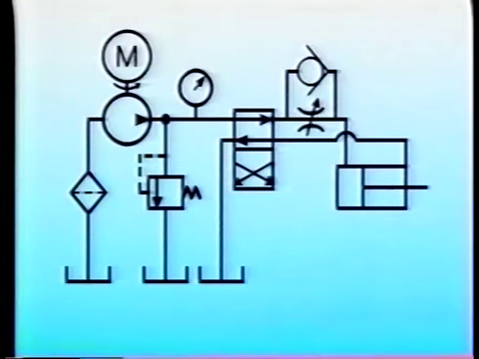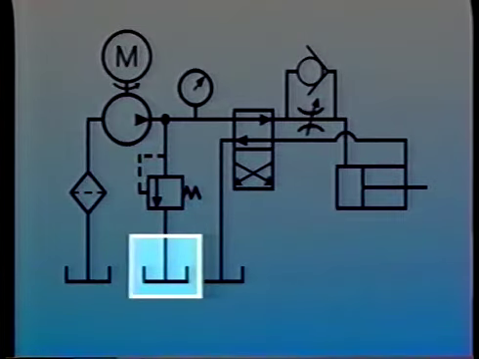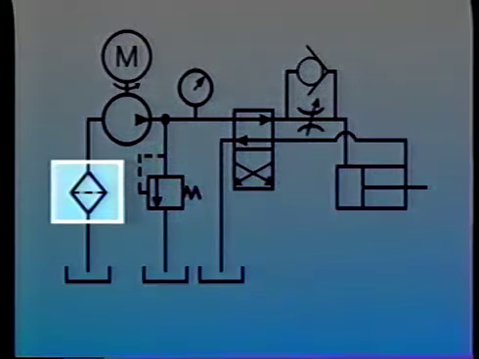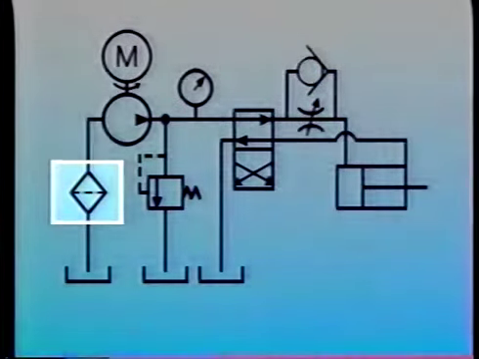A reservoir or tank is depicted schematically like this. Lines returning to tank are shown like this if they return below the fluid level, and like this if they empty above fluid level. Filters are also frequently shown. This is a filter symbol.